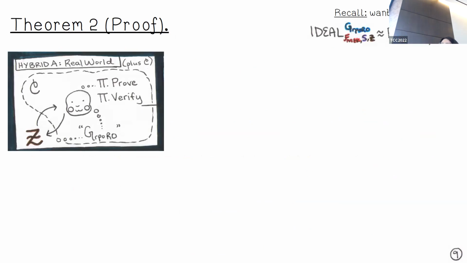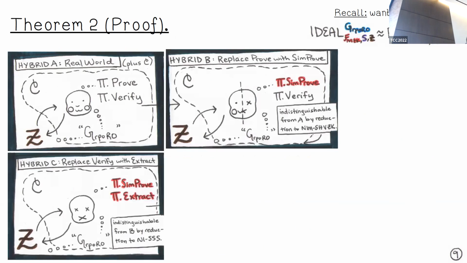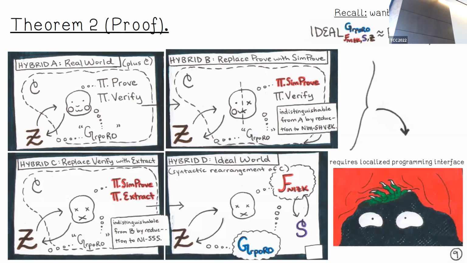So we start in the real world, we replace the prover with the simulator, reduce it to the zero-knowledge property, then replace the verifier with the extractor, reduce it to the extraction property, and now we've replaced all of the entities, and this looks a lot like F_NIZK and S. So we just rearrange the components. This assumes this little imp down here is programming the random oracle based on the localized session of each party.